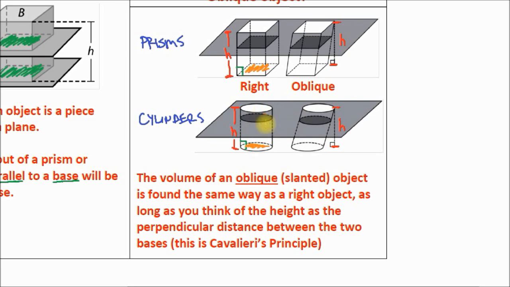I can take this same cylinder, and instead of having it go straight up and down at a right angle, I can squish it over to the side at a big angle, and the volume is exactly the same, and it's calculated exactly the same way. Again, as long as you don't measure the height as the slant height along the edge, but measure from the bottom of the base perpendicular up to the opposite base. The distance between the two bases is your height.